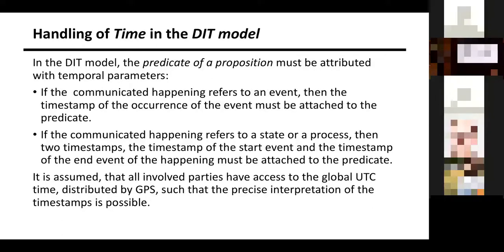Now, how do we handle time in the DAT model? We give temporal parameters to the predicate. That means if it's an event, one timestamp, if it's a state, two timestamps, and it is assumed that all involved parties have access to a global time, to GPS time, and agree on the global time and can interpret the timestamp because of their knowledge of the global time.